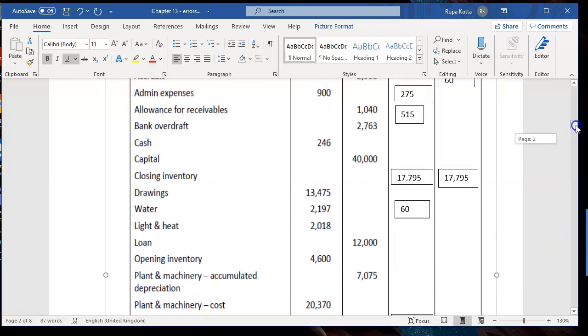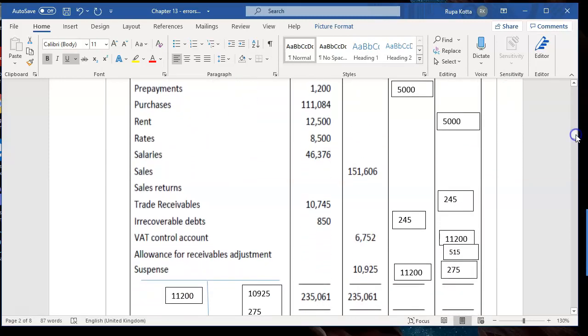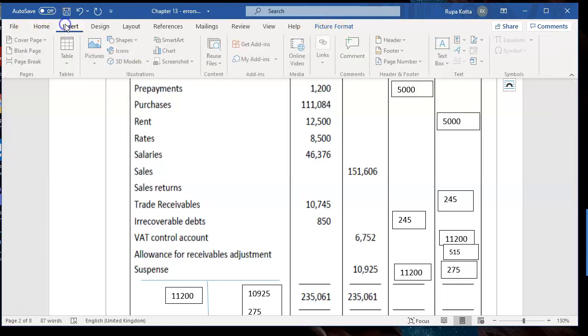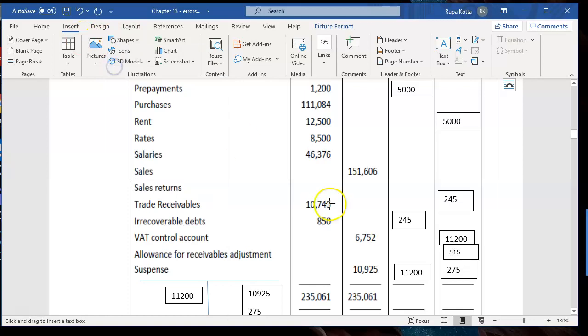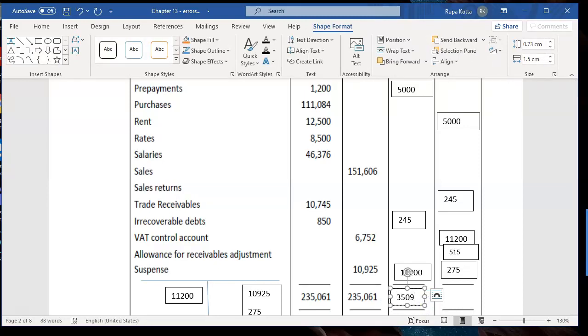The last step to finish it is to make sure you total the debit and the credit columns. Okay, so let's do that. So first value you have on the debit side is 275, then 515, then 17,795, then 60, and let's scroll down, and 5,000. Then 245, and then 11,200. On the debit side, my total is 35,090 pounds. Okay, so my total on the debit side is 35,090.